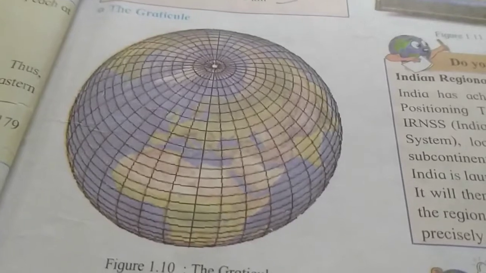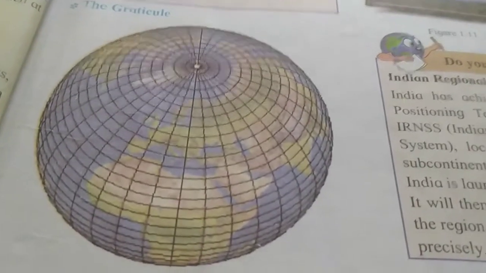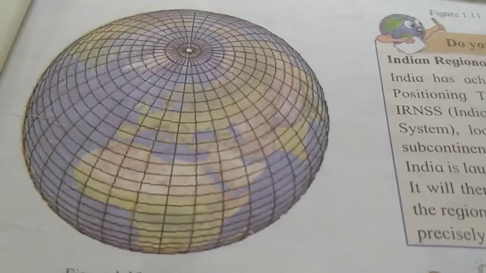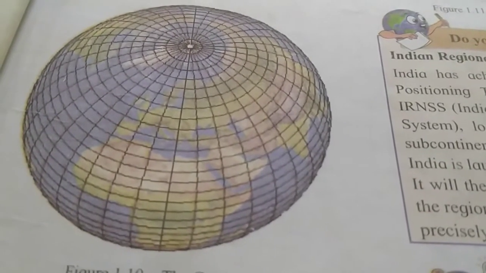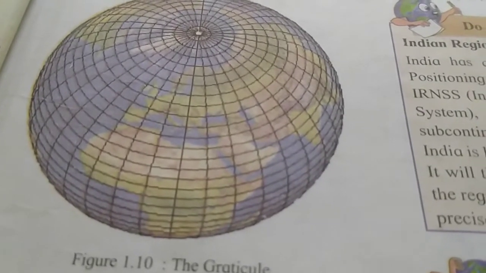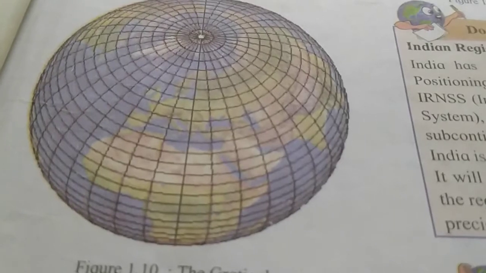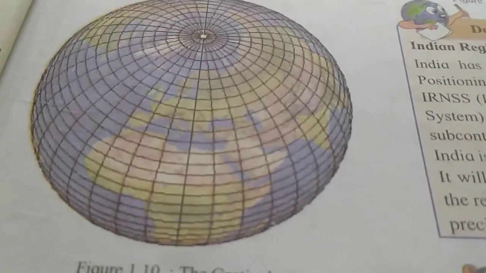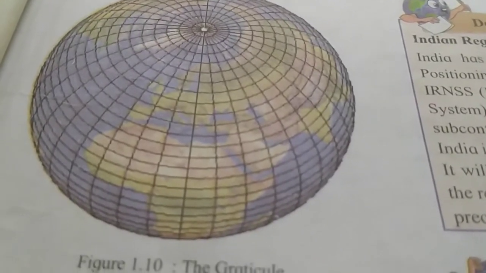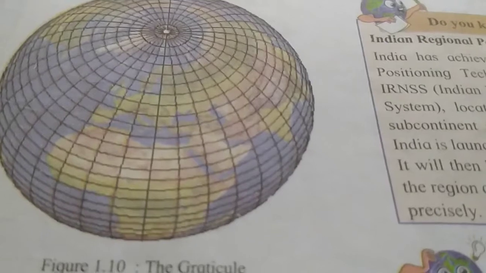Degrees are divided into minutes and minutes are divided into seconds. Latitude and longitude are expressed in degrees, minutes and seconds. Each degree is divided into 60 minutes and each minute is divided into 60 seconds. We can draw 360 meridians, each at 1 degree.